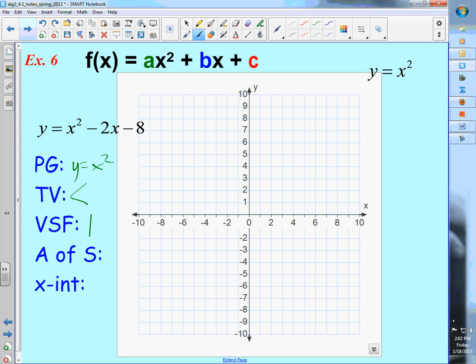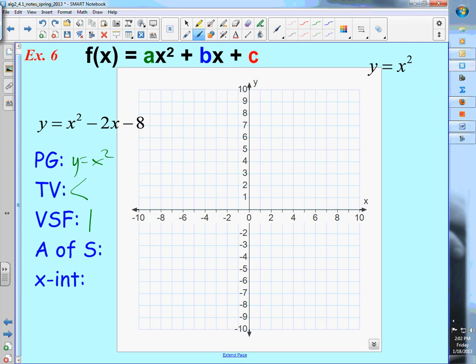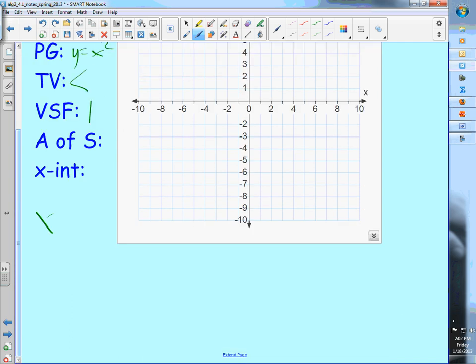In order to find the translation vector, the x coordinate of our vertex is the opposite of b over 2 times a.